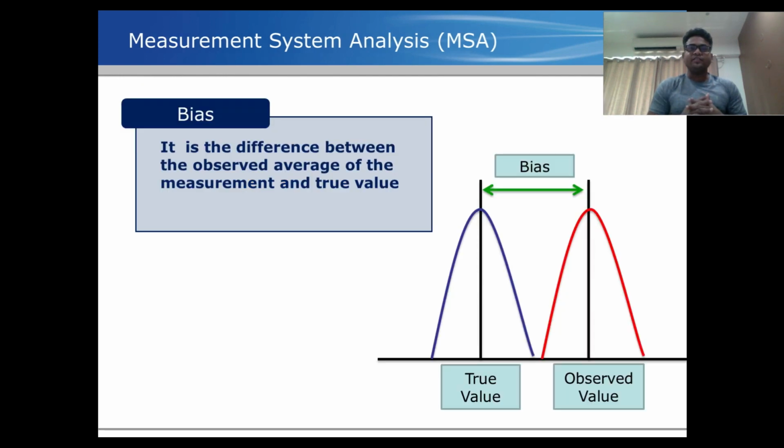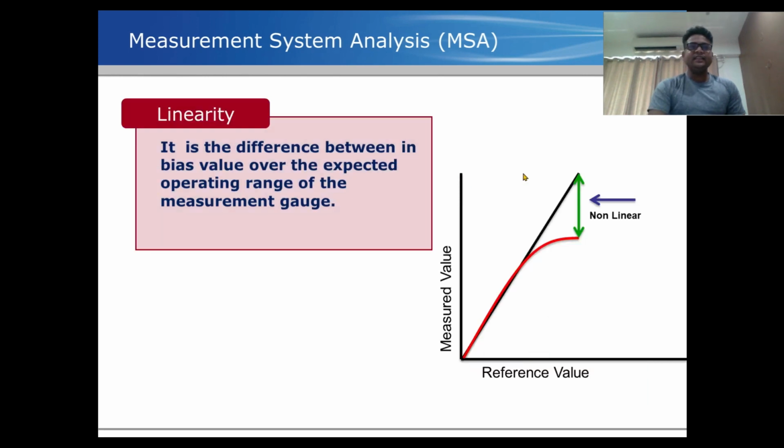So what is bias? Bias is a method to measure accuracy. It is the difference between the observed average of the measurement and the true value. In this example, this is your true value and this is your observed value. The gap between the two is called bias. Another is linearity. Linearity is the difference in the bias value over the expected operating range of the measurement gauge.